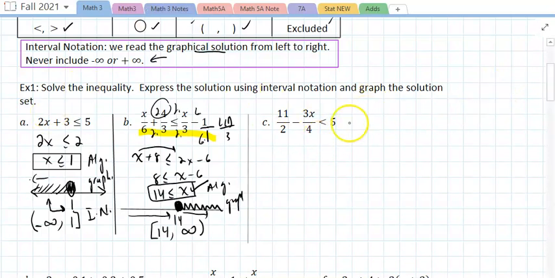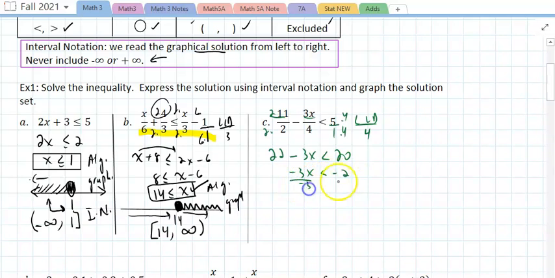Same deal with the next problem. LCD is a 4. Multiply by 2 top and bottom. Multiply by 4 top and bottom. Read the top. 22 minus 3x is less than 20. Subtract 20 from both sides. Subtract 22 from both sides. 20 minus 22 is a negative 2.